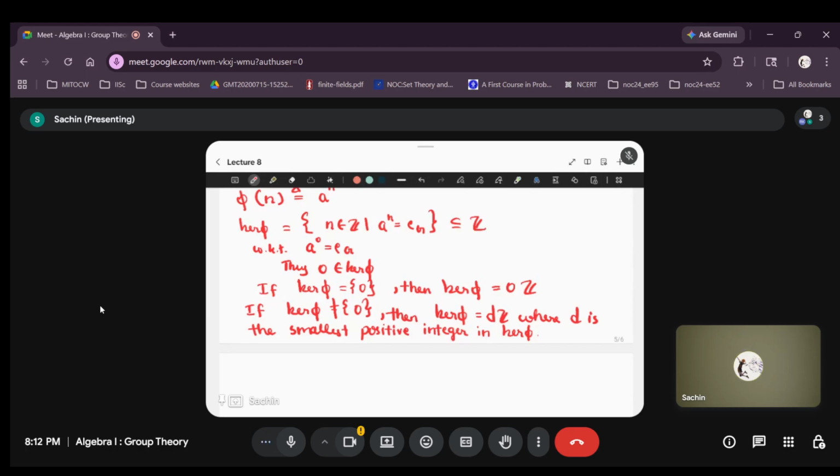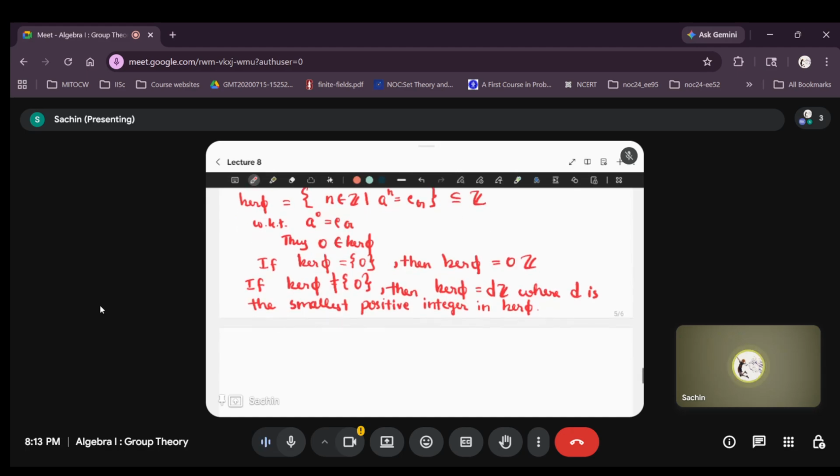Now what is that? Oh, we have a name for that. The smallest positive integer such that a power n is equal to e. We have a name for it. We call it something. What is it? We have defined it as some quantity. Yeah, so that is the order.